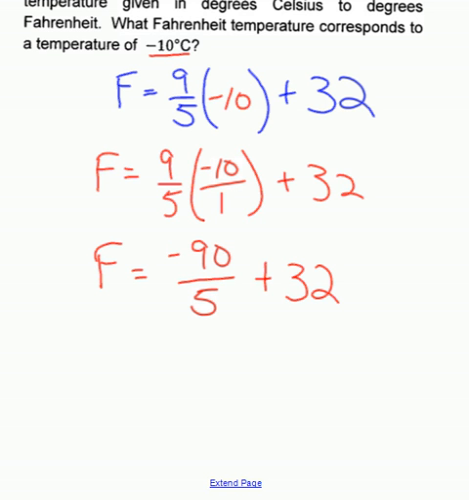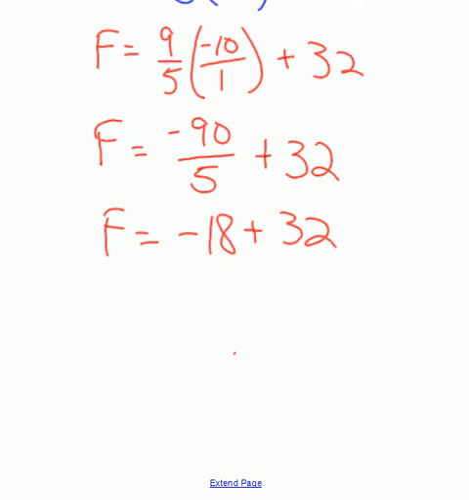So I did multiplication, now I've got a division problem to do. 5 into 90 goes, say, 10 plus 8 more. So that's 18, so that means it's -18, because -90 divided by 5. And then -18 plus 32 gives me a Fahrenheit temperature of 14.